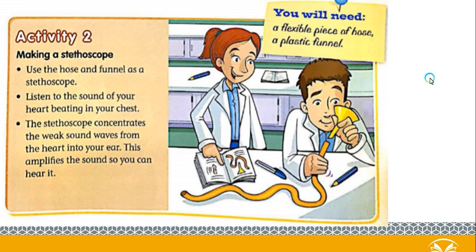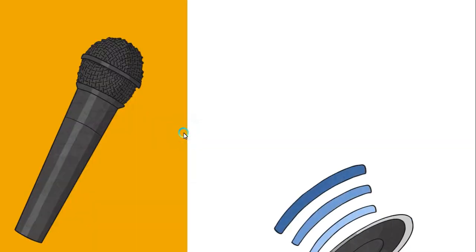All right, here is another activity you can try: make a stethoscope and use it to listen to sound. Here are the things you will need: a flexible piece of hose, the kind used for water at home, and a plastic funnel. This is a funnel. You can use it to listen to the sound of your heartbeat in your chest. You can try with your sister or with your brother. You can send the picture and I'll gladly post it.